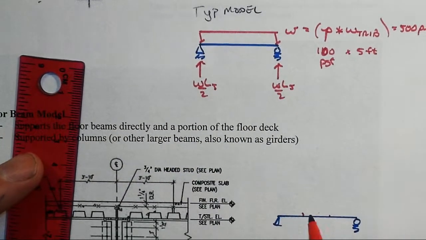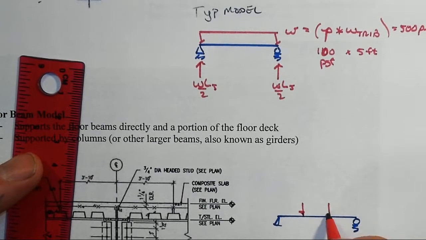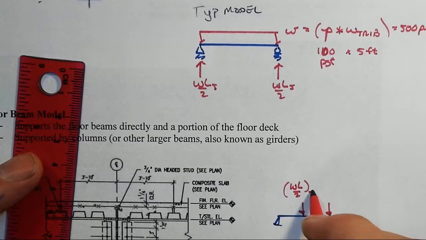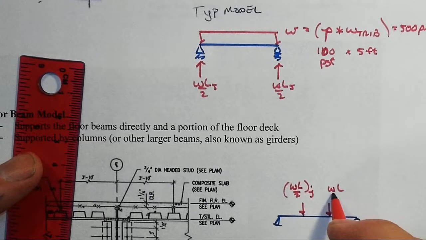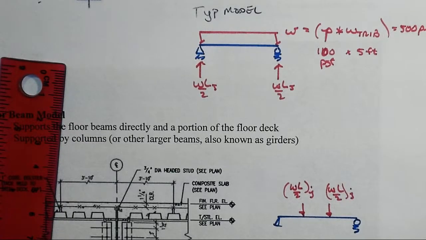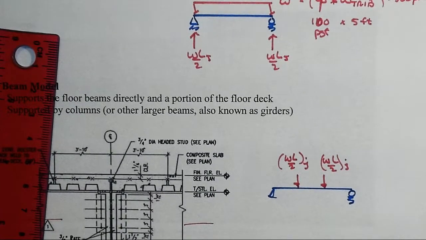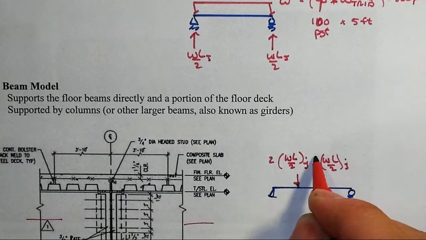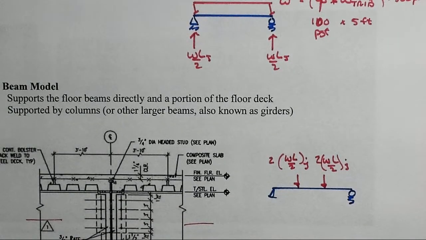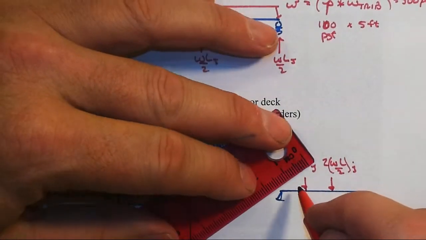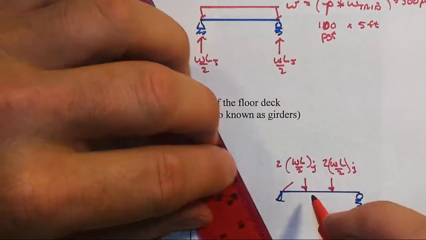Well, that WL over 2 would become a point load into our floor beam or girder, right? And as you look at that, you say, well, but there's two of them, right? Because you've got one on either side, and sometimes, yes, we might then multiply by 2 to get all that on there. And then, because of the floor slab being partially supported, we probably end up modeling a little bit.